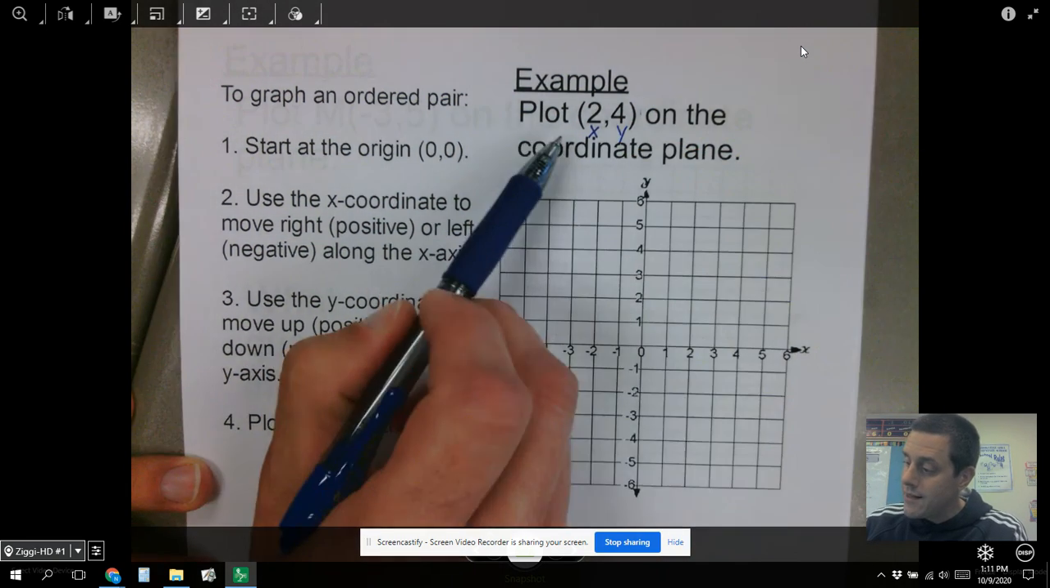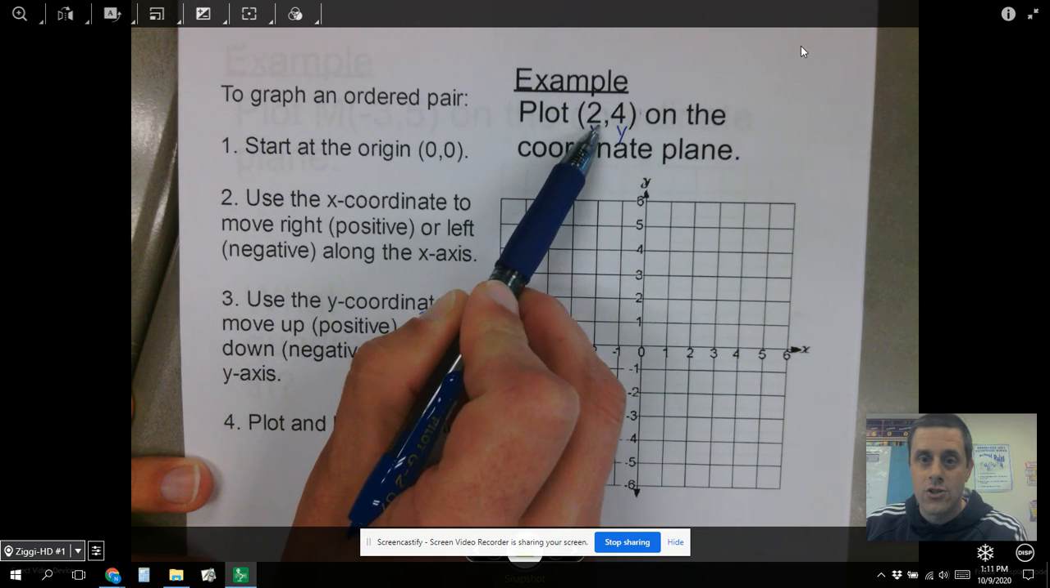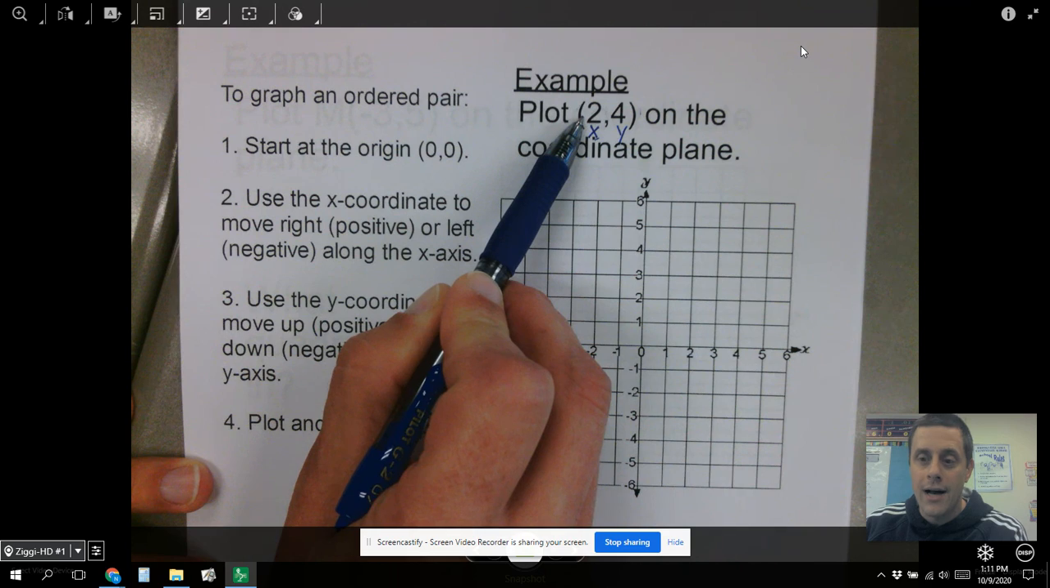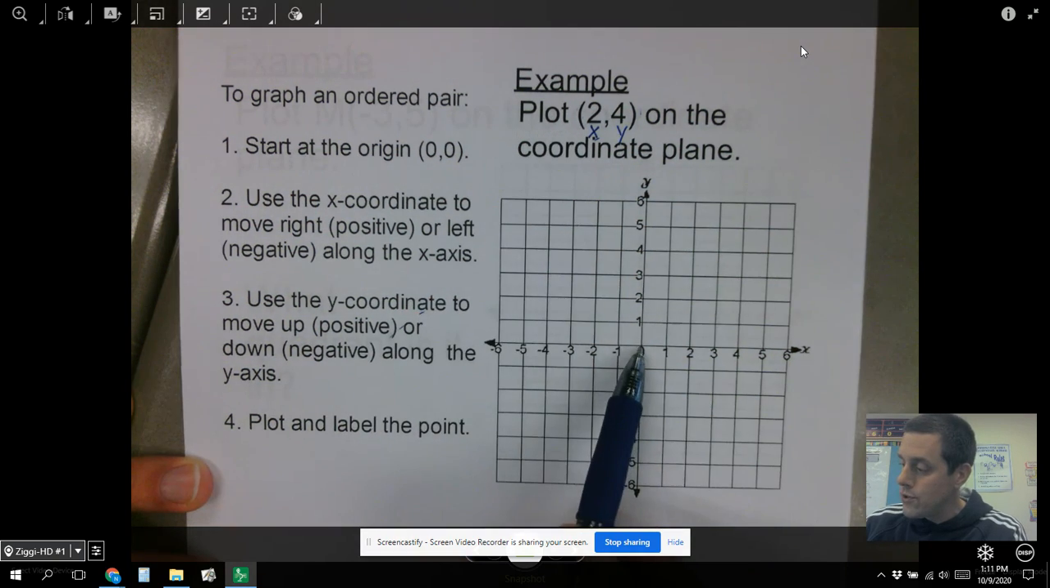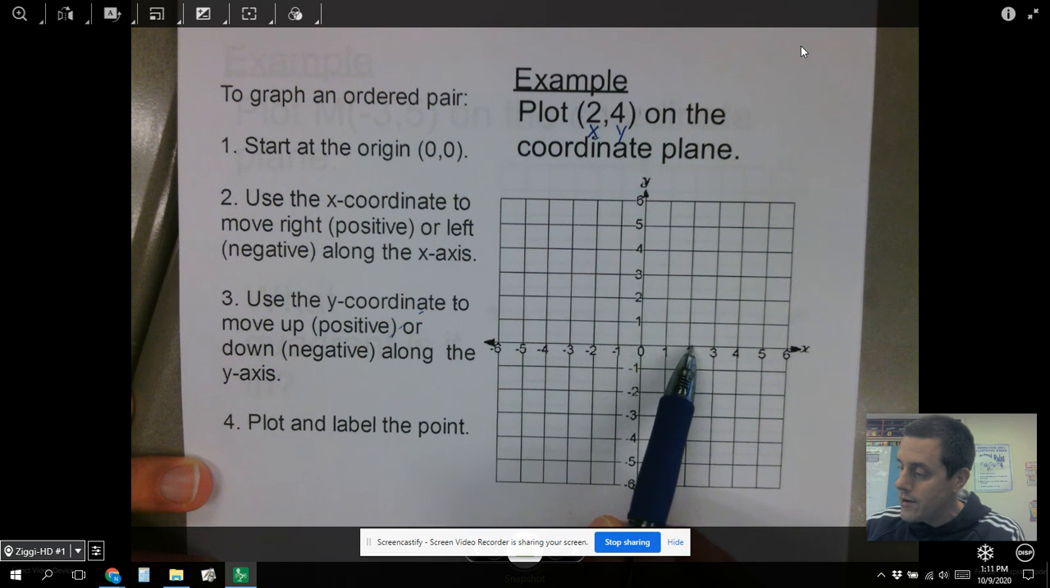Now, looking at the ordered pair (2, 4), the x value is a 2. In fact, it's a positive 2. So we're going to move 2 units. And because that 2 is positive, we're going to move to the right on the x-axis because positive values are to the right.